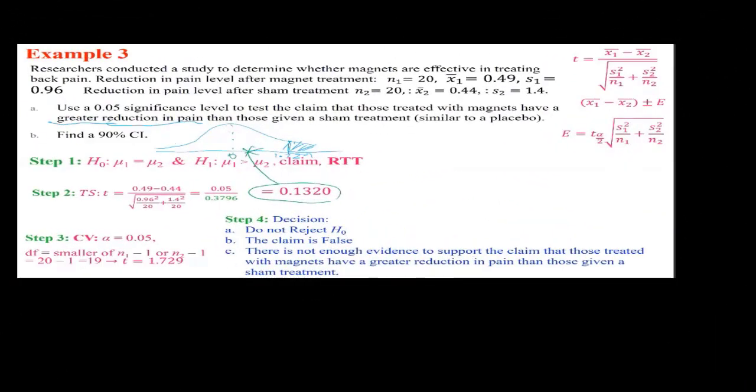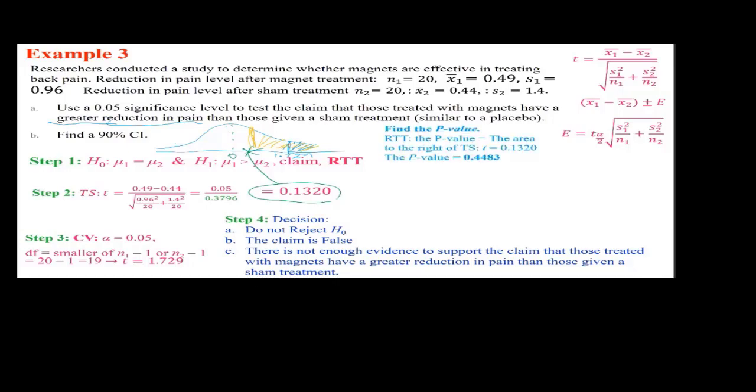If we want to go with the p-value, according to the graph here, the p-value is the area to the right, the yellow shaded region, where the blue shaded region is alpha. So it's clearly larger than alpha, and therefore the same decision is made. Do not reject H0. So find the p-value. It's a right tail test.